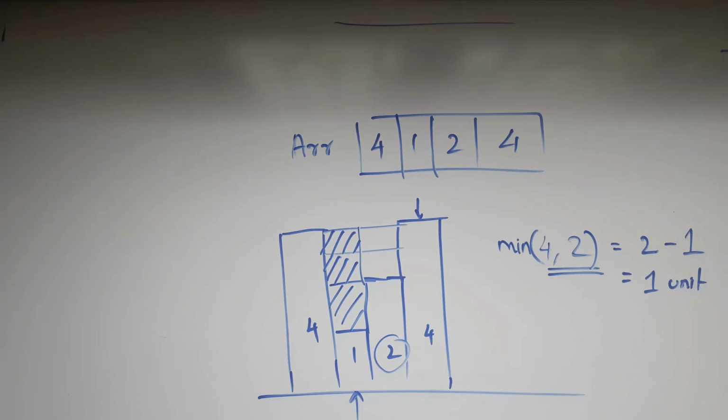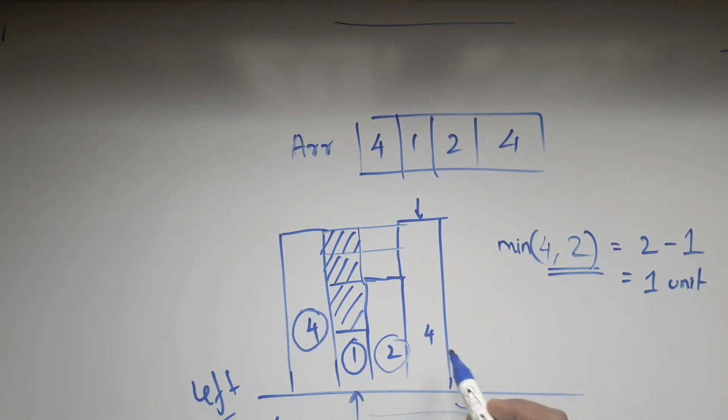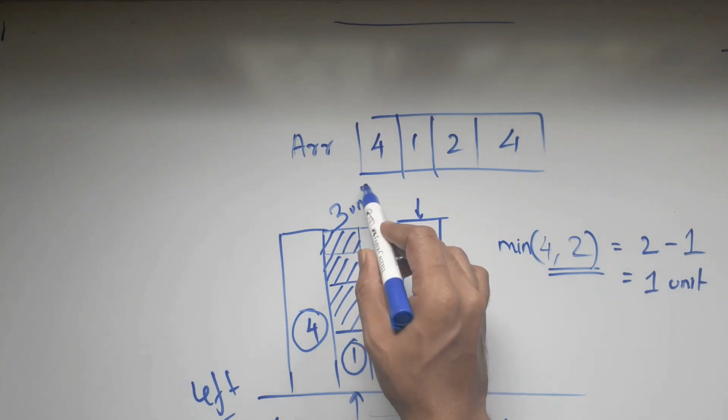So in this case, what we should have done is take the information of the global maximum on our right side, and the global maximum on the left side. If we take the decision based on the global left max and right max, we would have asked, what is the global max towards my left? 4. Global max to the right is 4 again. So the minimum of both is 4. So 4 minus 1, I could have stored 3 units. Now that is the correct answer.